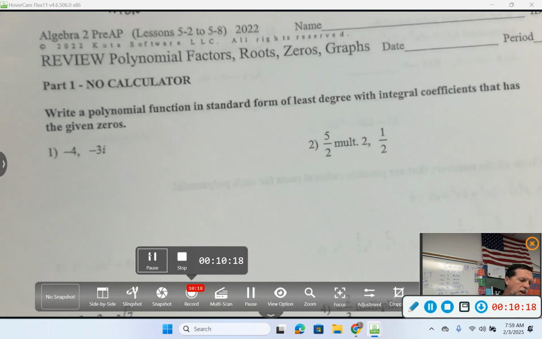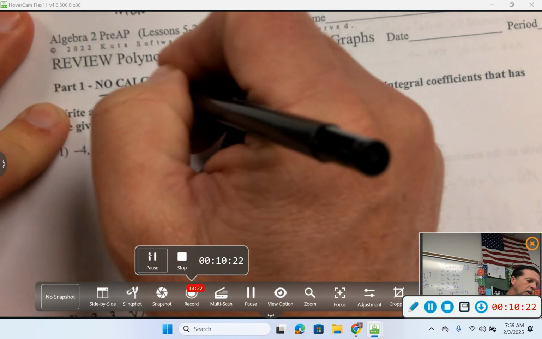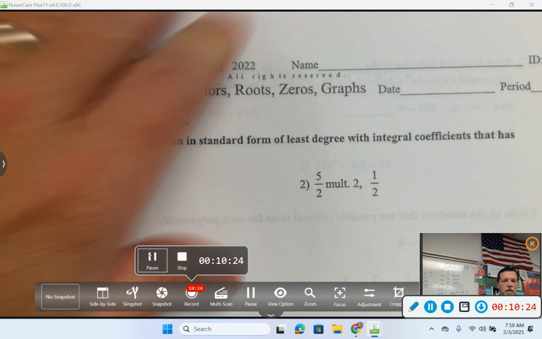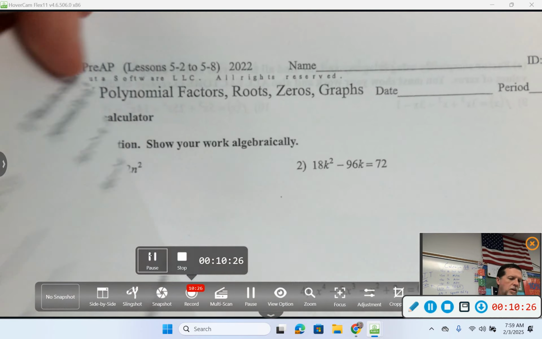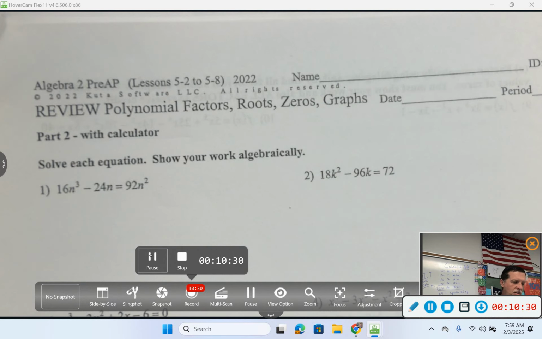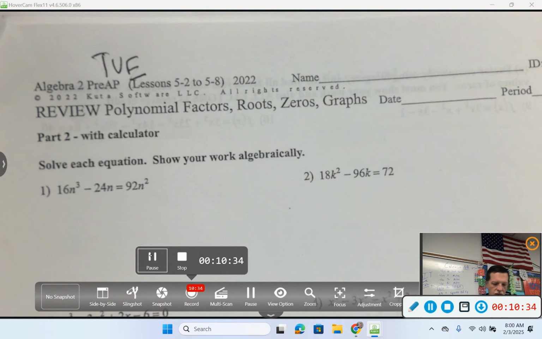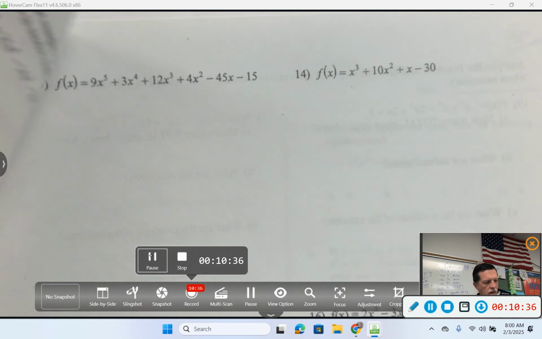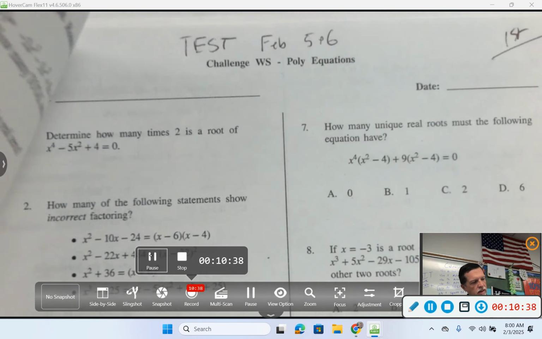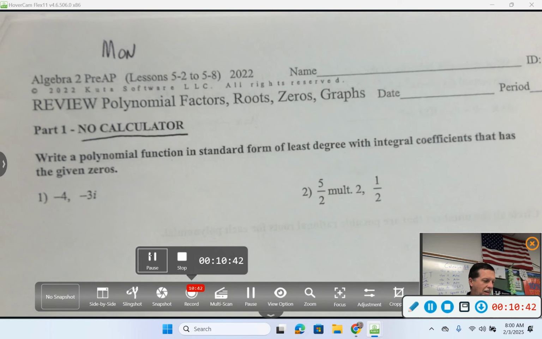All right, the next page is review part 1, the no calculator review. So make sure you can do that without the calculator. And then the next page is the with calculator review, and that'll be Tuesday's assignment. These aren't bad, especially today's.